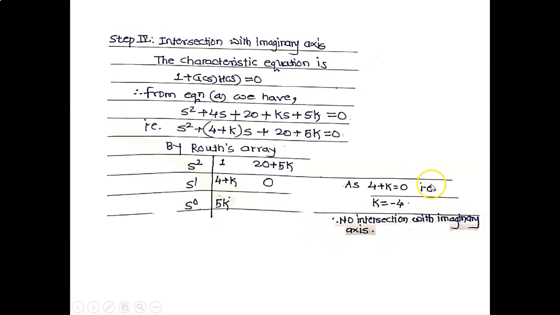Therefore, no intersection with imaginary axis, since no complex roots are there. If a complex or imaginary value would be there, which is multiplied by j, then it would intersect with the imaginary axis. Since the value of k is a real value, therefore no intersection with imaginary axis.